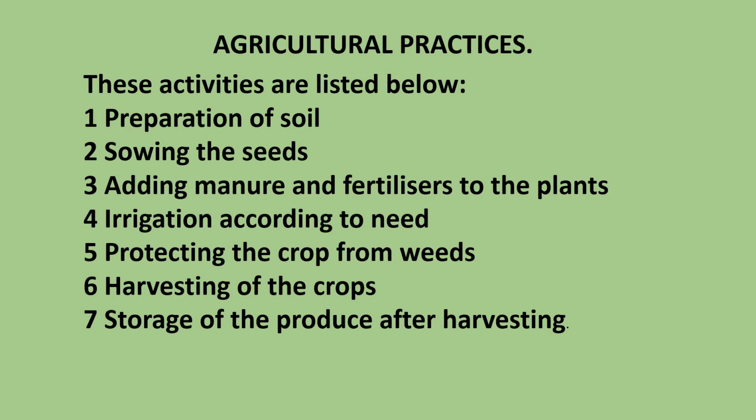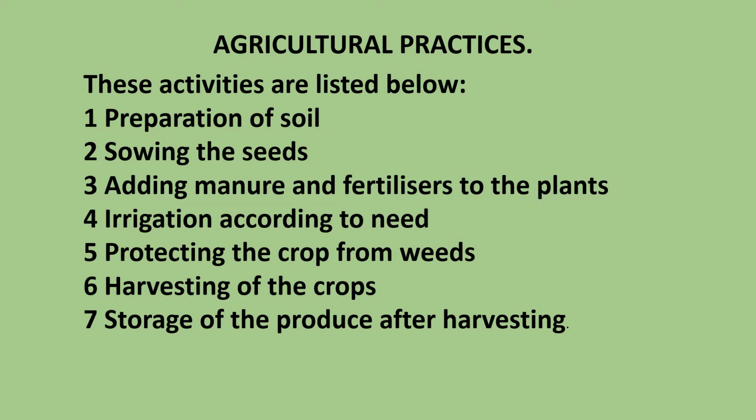Hello friends, today we'll talk about agricultural practices and we will go into detail of how soil preparation is done. Crop production and cultivation involves different processes and techniques. Agriculture involves different processes such as sowing seeds, irrigation, harvesting and storing. All these activities are called agricultural processes or practices.